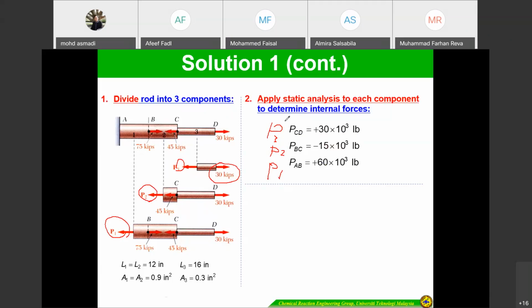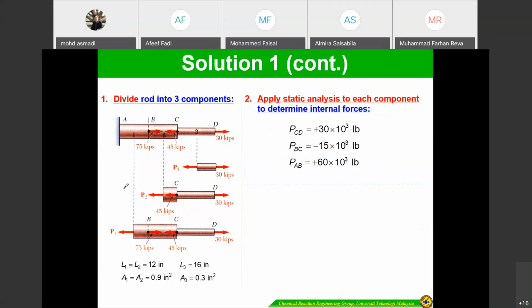If you do the total Fx equal to zero in equilibrium, negative PCD plus T equal to 0, so you can get PCD positive. That is all for the determination of force for each section.